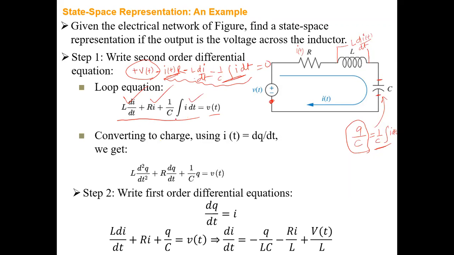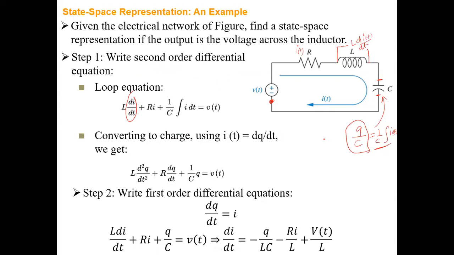So now I need the second order, right? I need the second order. So how do you change it to second order now? Will you please help me? This is definitely first order, right? This is di by dt here. So how do you change it to second order? We know I equals dq over dt. The derivative of q is I. So if you plug in here, then what do you get?